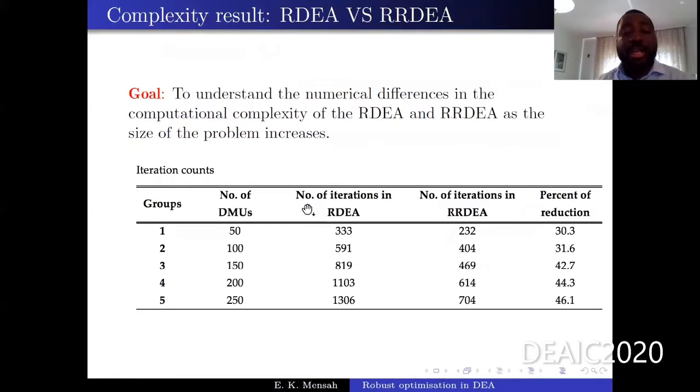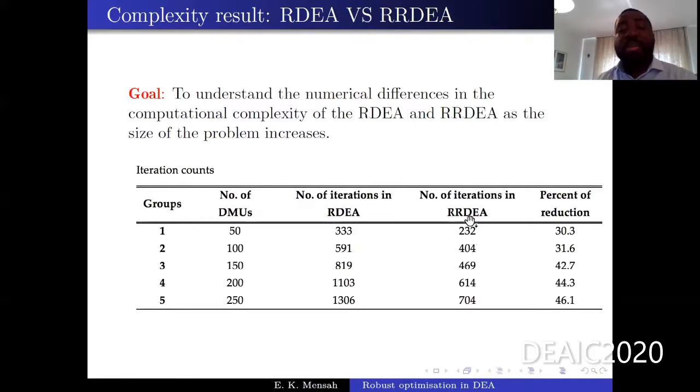So we group this data into 5. The first one consists of 50 DMUs. Then we have the next one, which is 100 DMUs. Then we perform an iteration count, for the robust DEA and also the reduced robust DEA. And as you can see for the goal here, we want to understand the numerical difference in the computational complexity between this robust DEA and also the reduced robust DEA as the size of the problem increases. And as you can see, as the size of the problem increases, the iteration count for all the models increases.